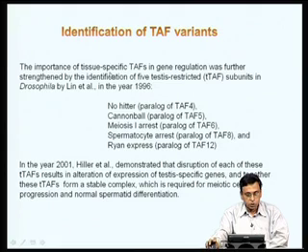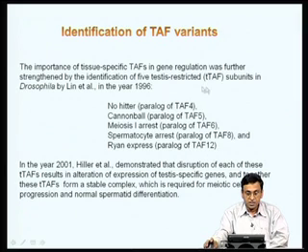So, the importance of tissue specific TAFs in gene regulation was further strengthened by the identification of 5 tissue restricted TAFs, what are called T-TAFs. T stands for testis specific TAFs or testis restricted TAF subunits in Drosophila in the year 1996. And these 5 testis restricted TAFs are named, one of them is for example named no hitter, which is a paralog of TAF4, cannonball, which is a paralog of TAF5, meiosis I arrest, which is a paralog of TAF6, spermatocyte arrest, which is a paralog of TAF8, and Ryan express, which is a paralog of TAF12.